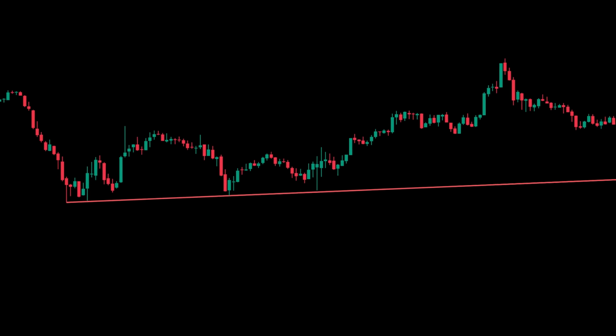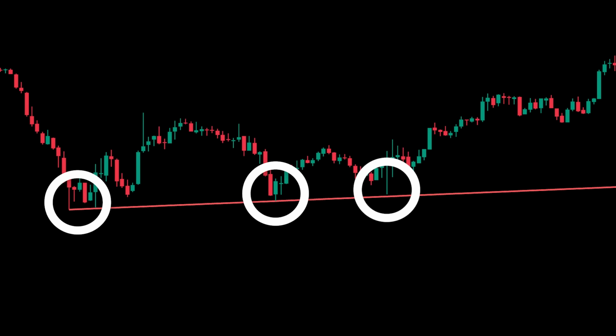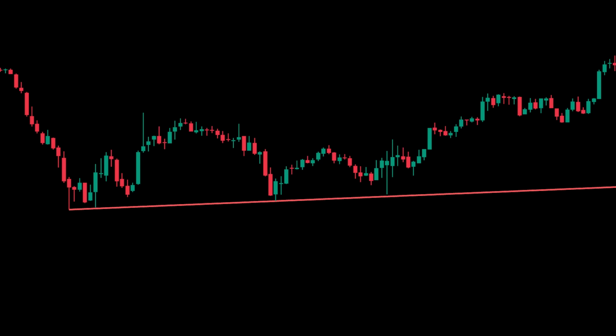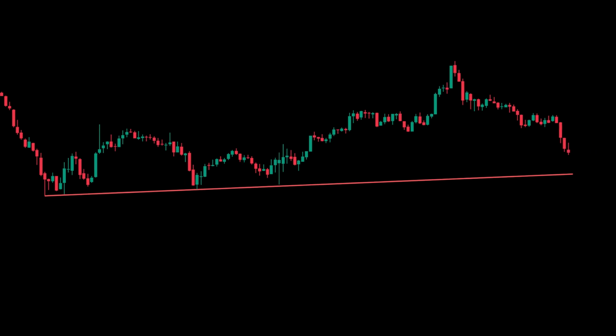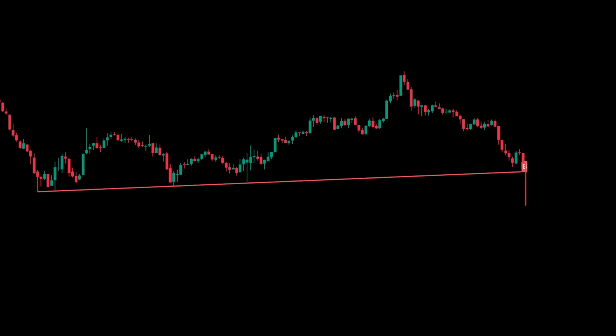Take a 1-hour chart, for example. You'll see a clean ascending trend line connecting 3 major lows. For hours, that line acts as support for every touch, and price bounces. Then a strong red candle smashes through the line. The indicator marks it as a break, confirming a structural shift.